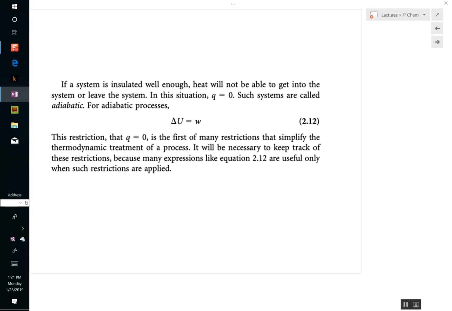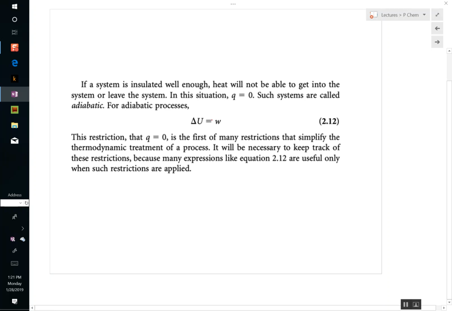All right, in an insulated system, Q would be 0, or adiabatic, so delta U is Q plus W. If Q is 0, then delta U is just the work.